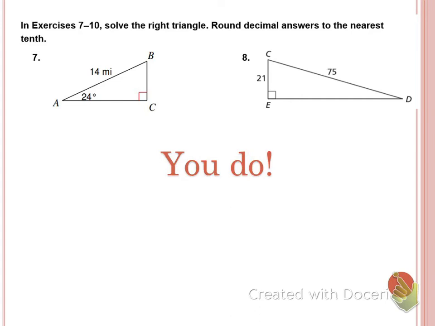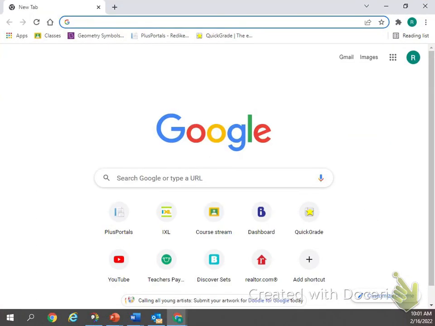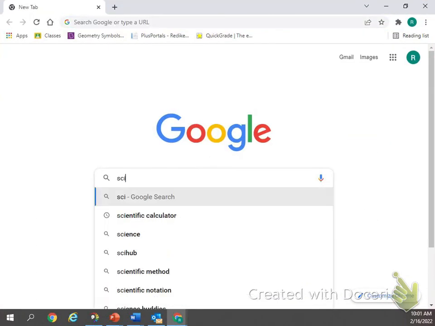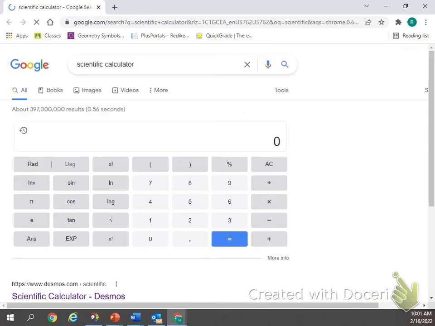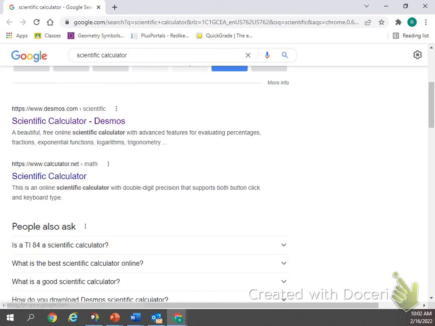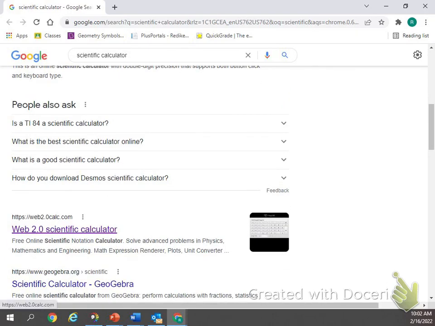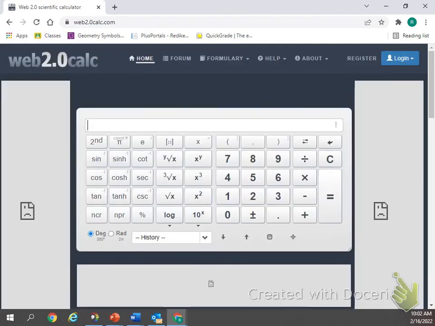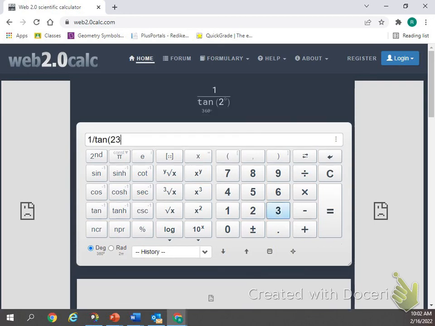I can pull up what I would Google if I were you, if you don't have a scientific calculator. Type in scientific calculator. I do have a favorite. I would not use the Google calculator itself. My favorite is this Web 2.0, because let's say you had to type in 1 over tangent of 23. It pops up above so you can see what that looks like, just like in your regular calculator.